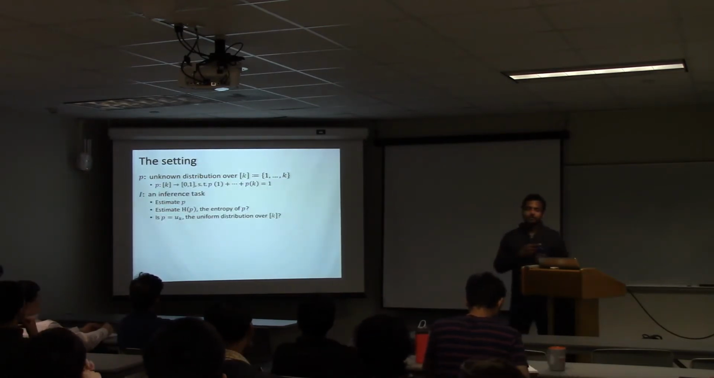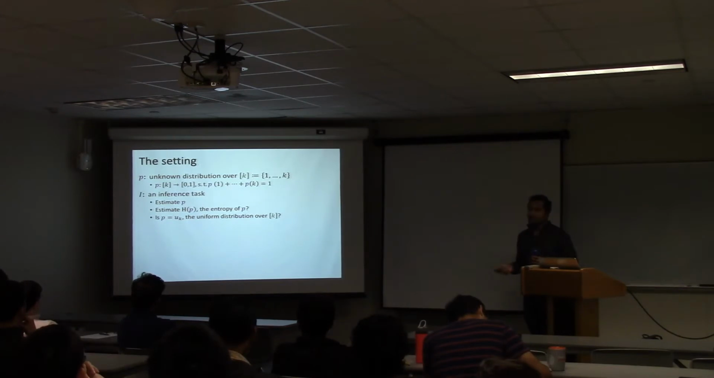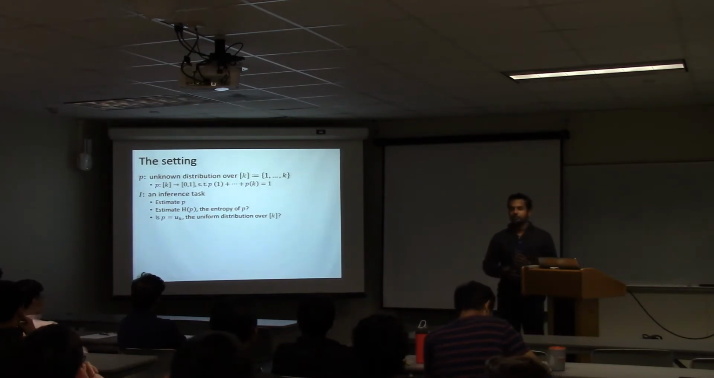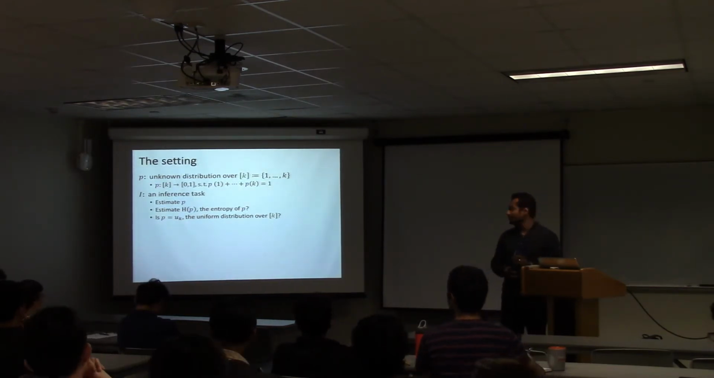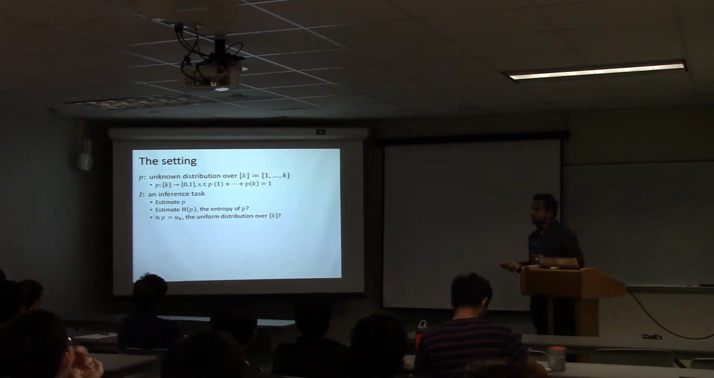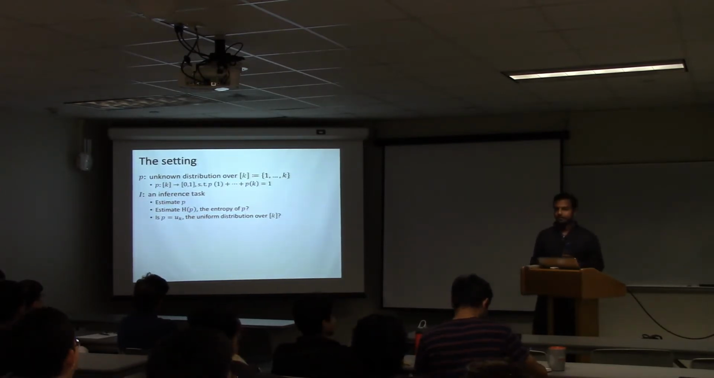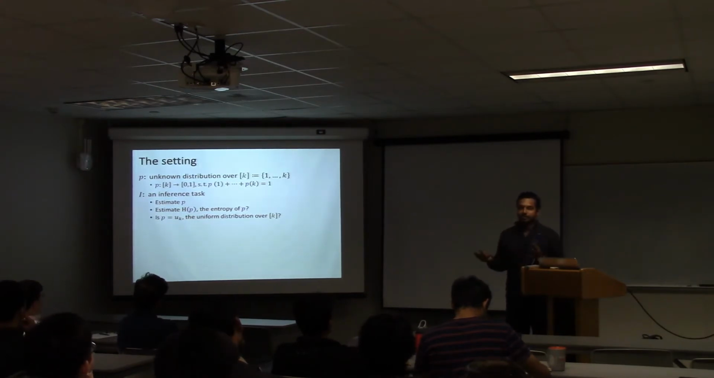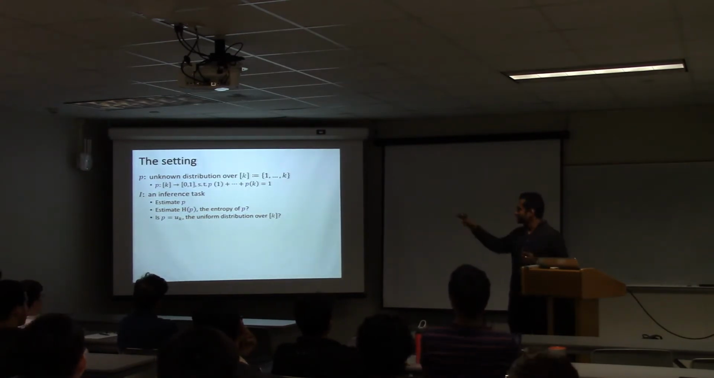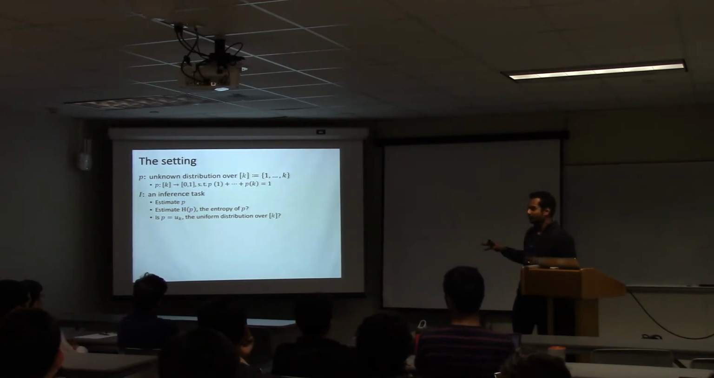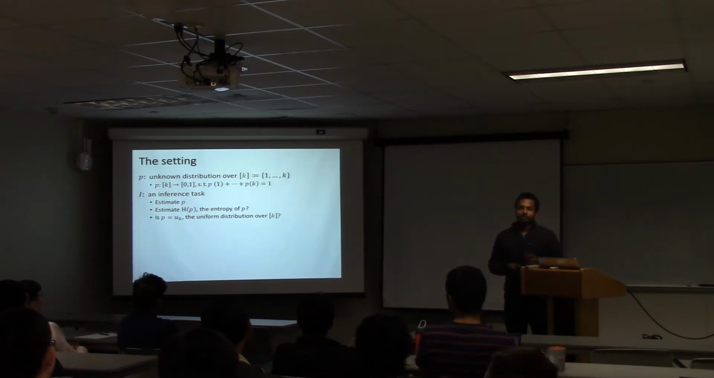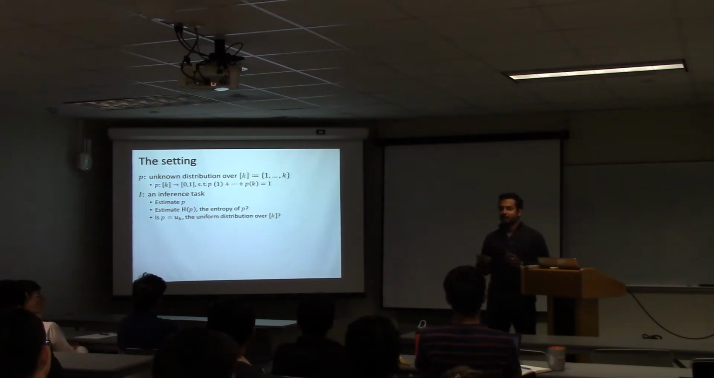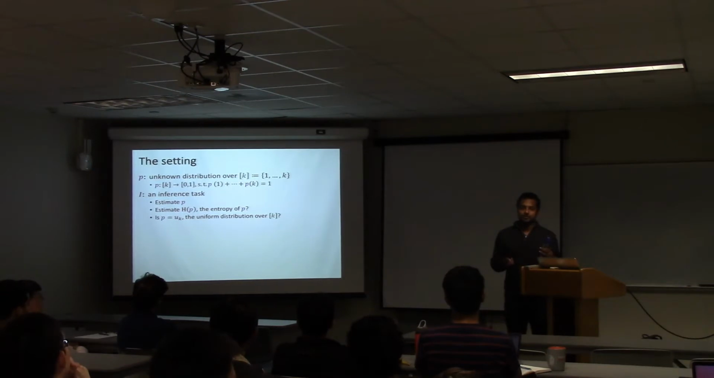What are the kind of questions we are interested in? Throughout this talk, let I denote some task that you want to perform on this unknown distribution P. For example, you may want to estimate what the distribution is, or you may want to estimate its entropy. So H(P) is called the entropy of P, which we will not define throughout this talk. So if you don't know what entropy is, it's okay. Or we may ask, is P the uniform distribution? Which means, for example, that the die is fair.